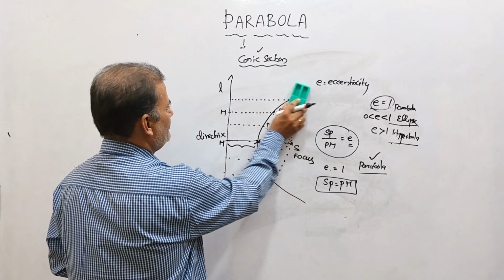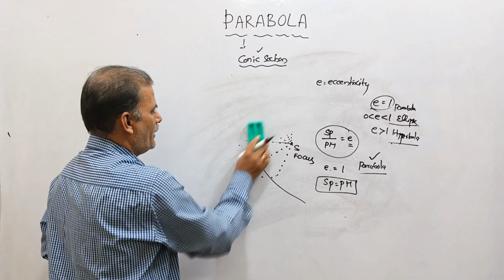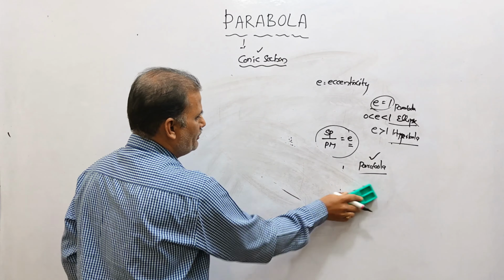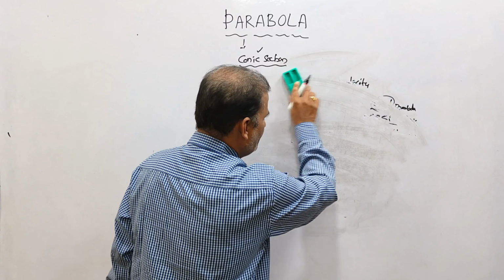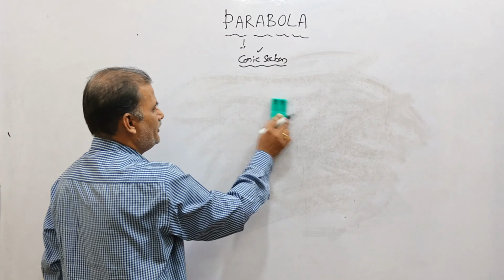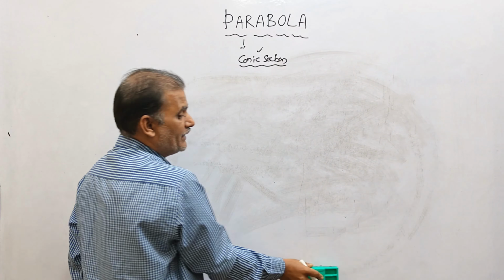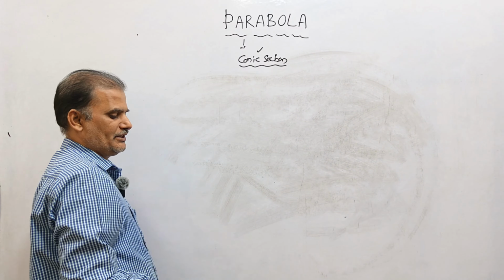Now we discuss the definitions of parabola. Already we know that the fixed point is called the focus and the fixed line is called the directrix. Now again I draw the same figure here. Now this is the parabola.